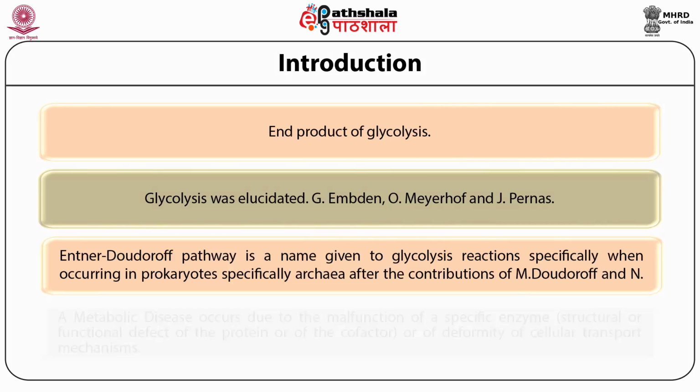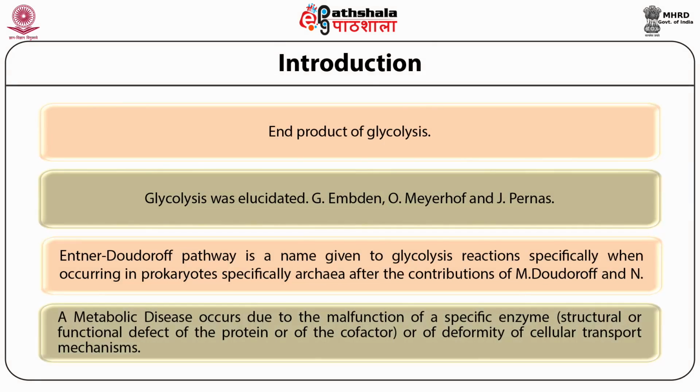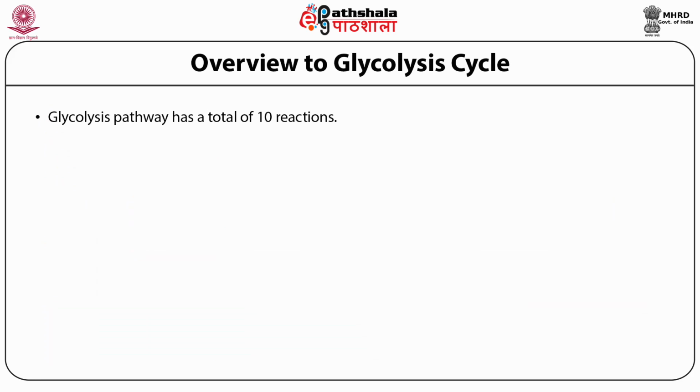A metabolic disease occurs due to malfunction of a specific enzyme or a deformity of a cellular transport mechanism. The glycolysis pathway has a total of 10 reactions, at the end of which 2 moles of pyruvate are formed from a single glucose molecule. There are many enzymes involved in this process. Certain reactions are reversible, while certain reactions are irreversible.